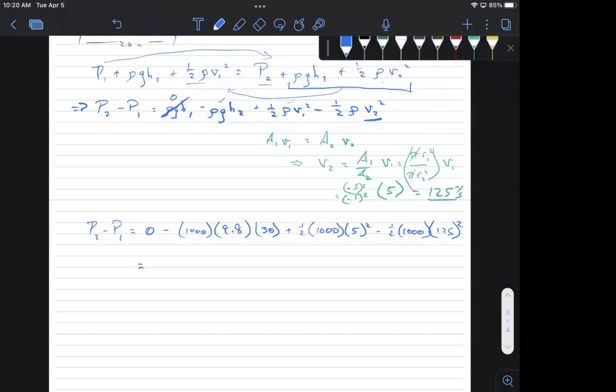So we have 5 squared minus 125 squared times 500, minus 1000 times 9.8 times 30. And I get an answer which is minus 8094000 pascals, which, if you want in scientific notation, is minus 8.09 times 10 to the 6 pascals.